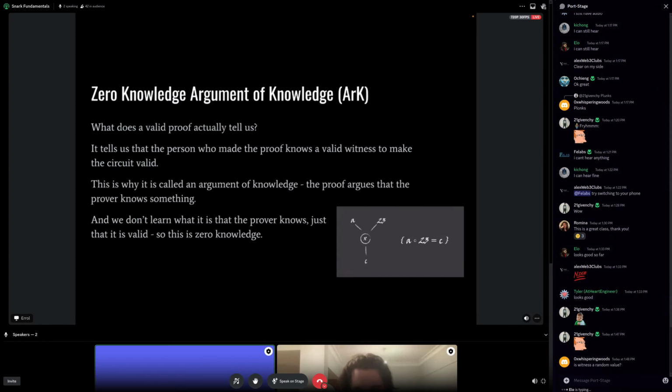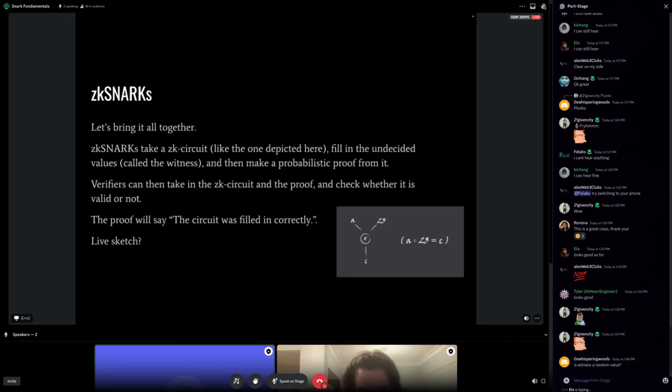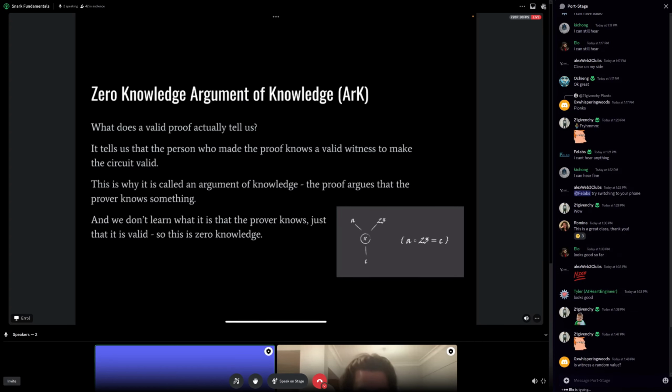This is also going to explain. Okay, so in the previous slide, I just said that the proof will say the circuit was filled in correctly. And yet the next thing I'm asking is, what does a valid proof actually tell us? And all we're doing here is kind of taking a perspective change. The proof is about verifiable computation. We're checking that you filled out the computation correctly.